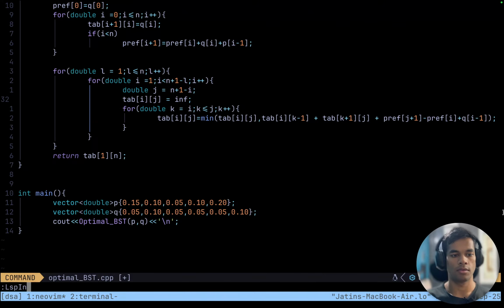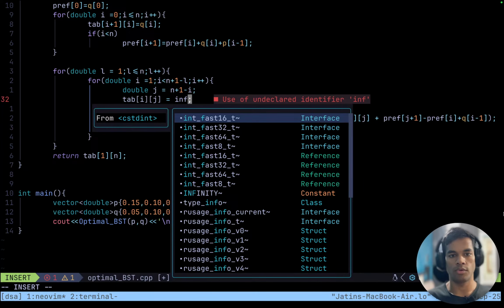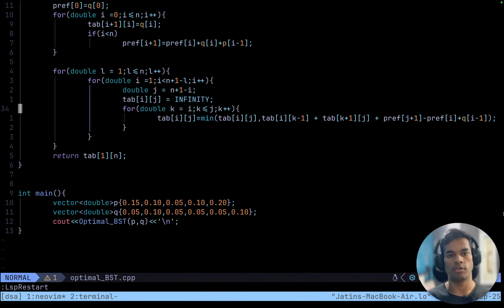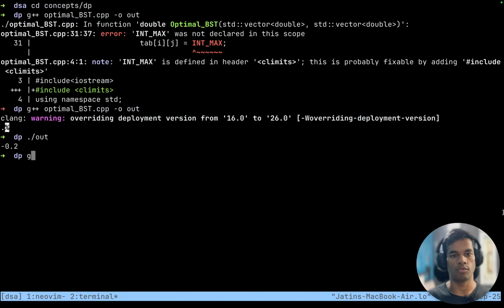LSP start. Plenty and infinity. How do you write infinity? Just write infinity. LSP restart and same spool.